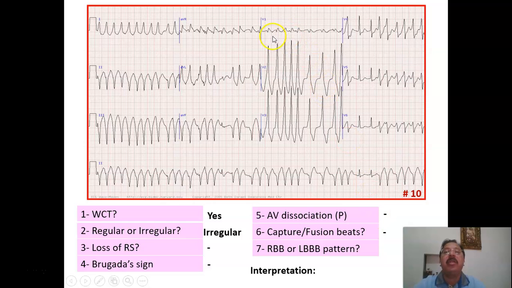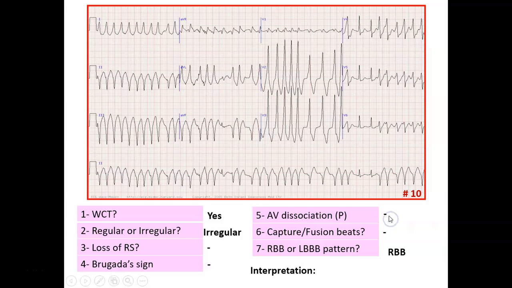But look at the morphology. This is a right bundle branch block pattern. So this may be atrial fibrillation with right bundle branch block of uncertain type, because this may be polymorphic ventricular tachycardia, or this may be ventricular tachycardia, or even if you see here are the capture beats and these are the P waves.